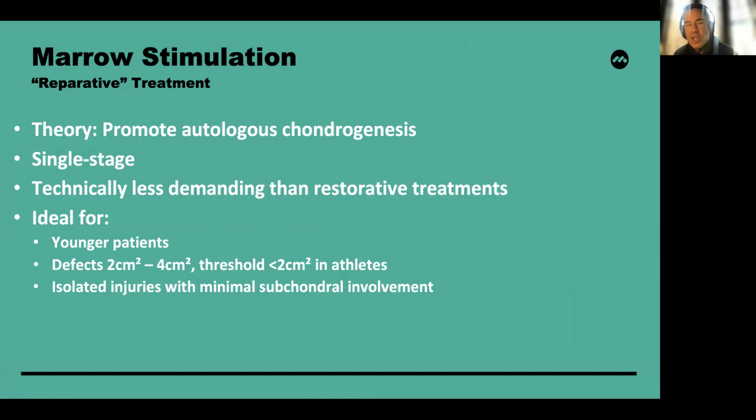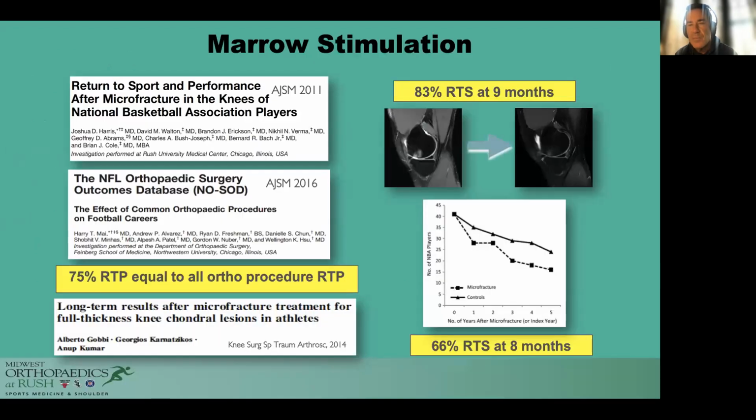But formal marrow stimulation as a reparative treatment is used to promote autologous chondrogenesis. It's a single-stage procedure that's less demanding than some of the other restorative options and can obviously be performed arthroscopically. It may be ideal for younger patients with relatively small to medium-sized defects in the 2 to 4 square centimeter range. But our threshold for very active patients tends to be in patients less than 2 square centimeters who we think may not otherwise respond to debridement or have longer timelines to show improvement. It's also more ideal for isolated injuries with minimal subchondral bone involvement.